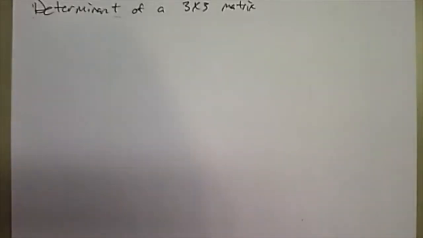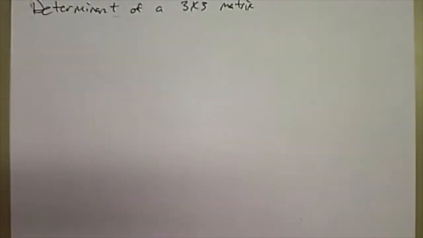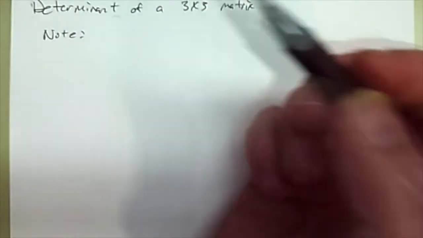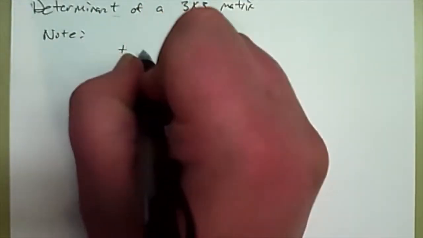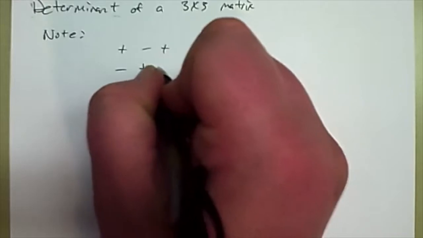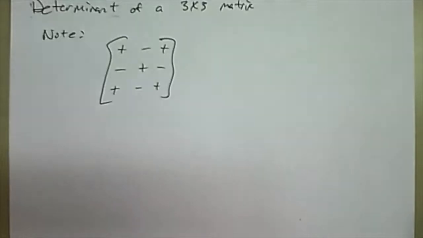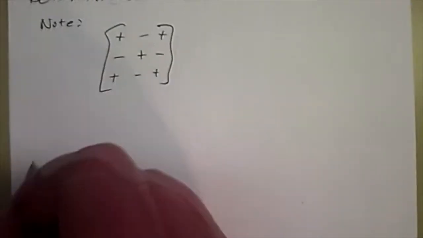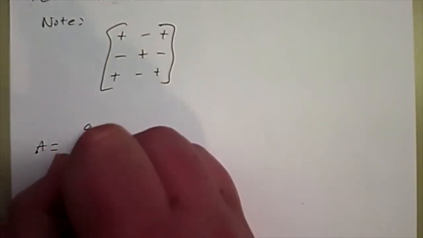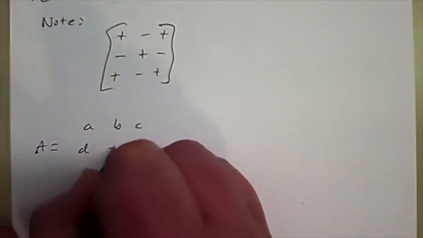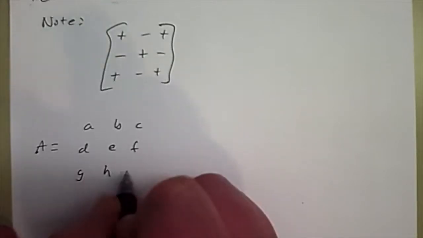All right, so here we go. The determinant of a 3 by 3 matrix. Note, it follows a pattern that was provided to us. So plus, minus, plus, minus, plus, minus, plus, minus, plus. All right, so we were given this pattern, and I don't know who gave it to us. I don't know where it came from. All I know is that this pattern helps me a ton when it comes to finding the determinant. So I'm going to let matrix A equal [A, B, C; D, E, F; G, H, I]. That's it.